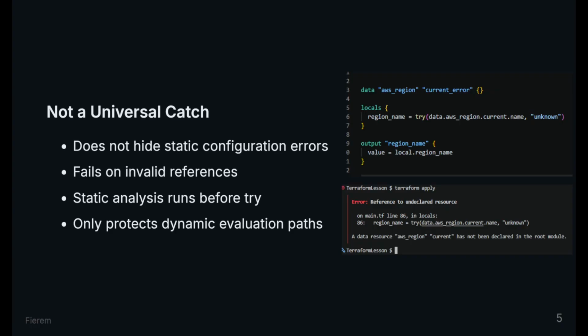Try cannot hide errors Terraform can prove in advance. The mechanism is Terraform static analysis before normal expression evaluation. The outcome is that malformed references and impossible names still fail immediately. If the resource name does not exist in the configuration, try does not rescue it. If an expression is invalid by construction, Terraform stops before fallback logic matters. This is why try handles uncertain data paths better than broken code.